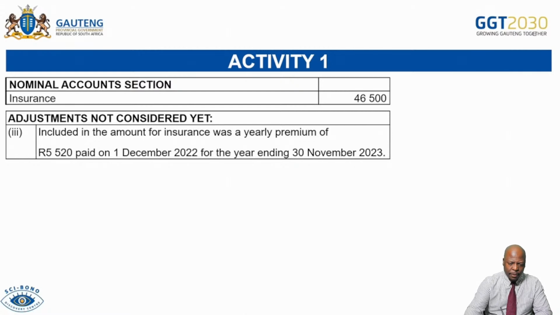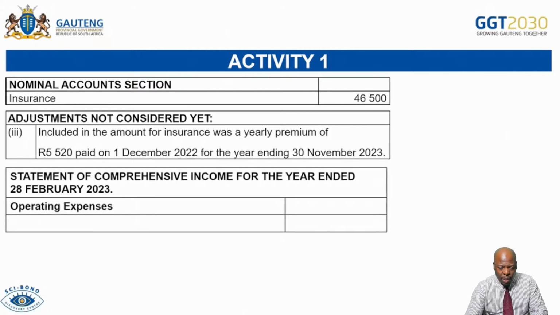And then it says, included in the amount for insurance was a yearly premium. Okay, so this one is now referring to insurance. And we're told that it was a yearly premium of 5520 paid on 1 December 2022 for the year ending 30 November 2023. So here I can draw the timeline so that maybe we can have a clear understanding as to where we're coming from and where exactly we are going.